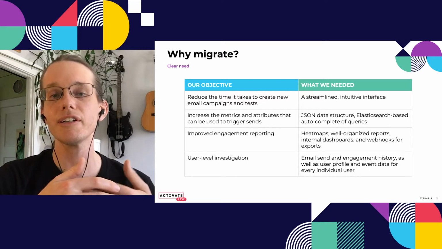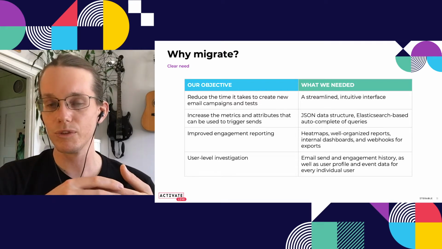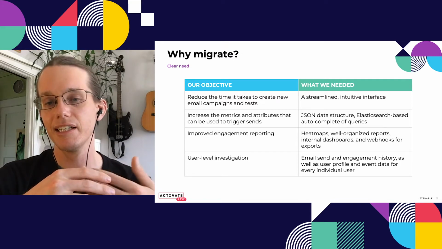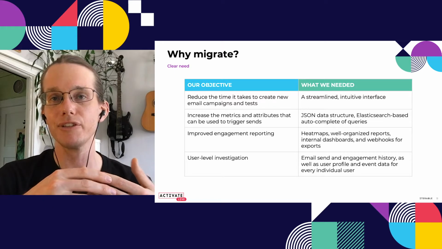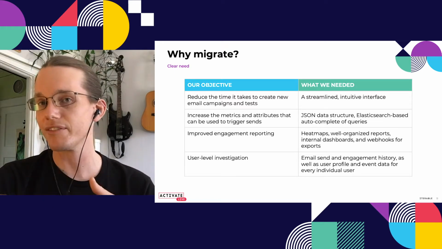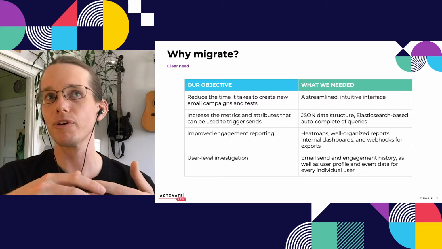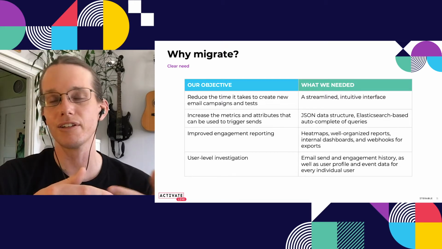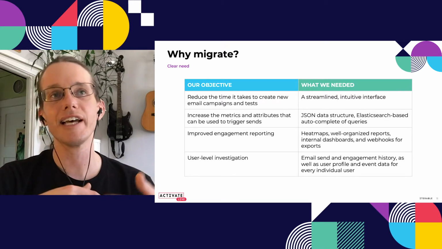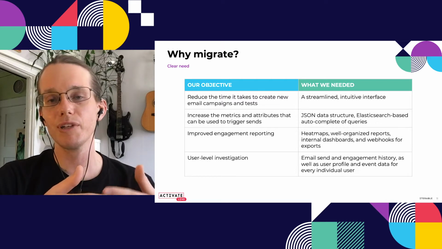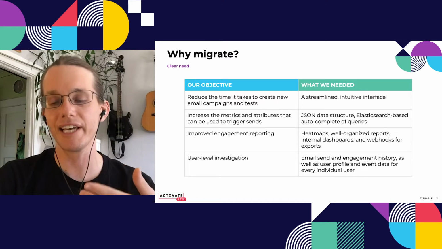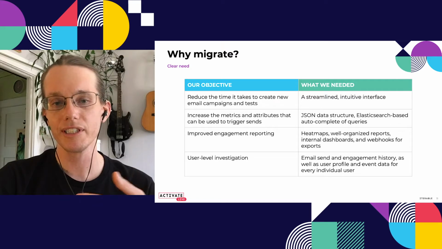And even though we had a clear understanding of the need, which was to reduce the time it takes to create new email campaigns and tests, increasing metrics and attributes that we can use to trigger sends, which, like I said, product lifecycle mail. So it's really important to be able to be flexible in triggering campaigns off of different points in the user lifecycle. For us, that tends to look like account creation, trial sign up, reading activities, save to list, but also inaction. And having that flexibility really allows us to expand the types of tests that we can run, and the email programs that we can support.